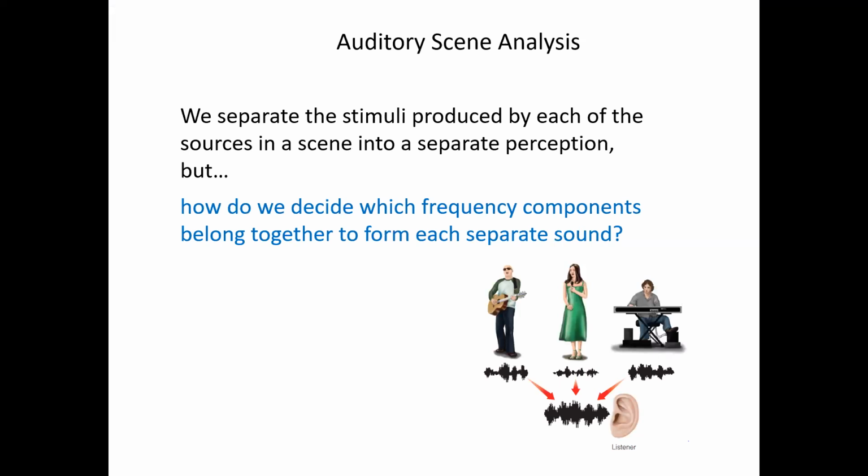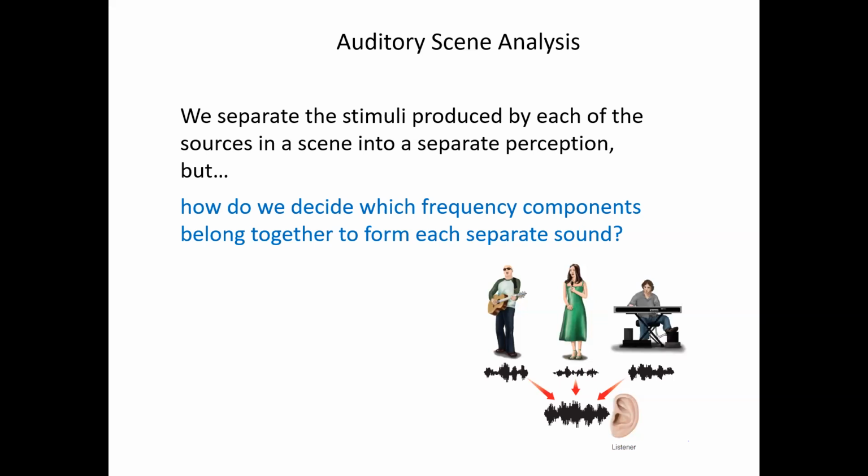And the major question that applies here is, how do we decide which of those frequency components belong together to form each separate sound? Because if you remember, we are separating the stimuli produced by each of these sources in a scene into a separate perception. But if the man is playing an A on the guitar and the woman is singing an A and the man is playing an A on the piano, that's basically just an overlap of that fundamental frequency.